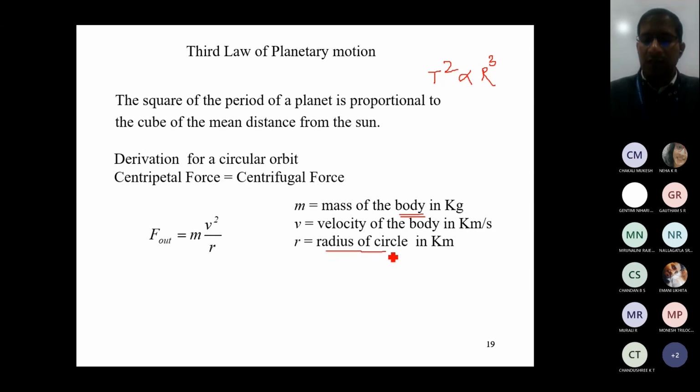So what is the radius of the circle? It is the radius at which the satellite is moving. Suppose this is our Earth and the satellite is moving like this. This is the radius of the circle, that is, of this particular orbital circle. Radius means from the center point. Okay, let me draw it properly.